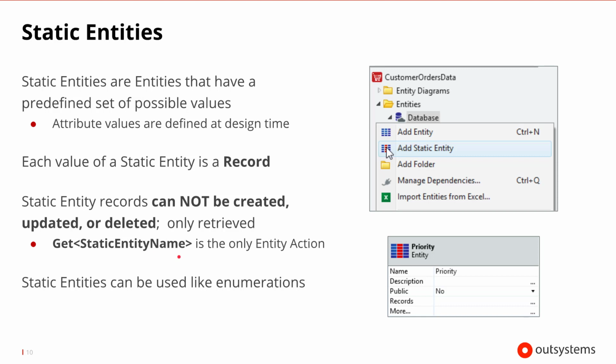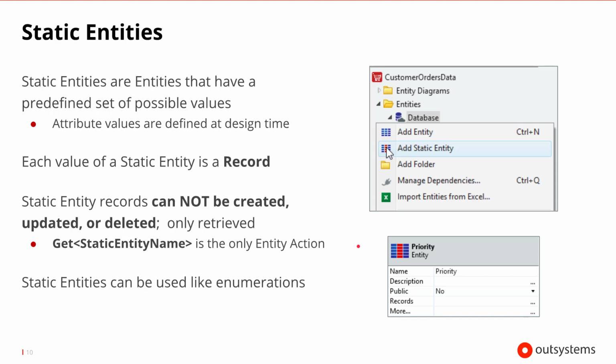So inside of OutSystems, static entities are often used like enumerations because the static entity is a list of things that really can't be changed. So in this particular case, when we're working with entities, we can add a static entity, and entities and static entities have slightly different icons. The static entity is the red stripe. And here we can see a priority static entity.